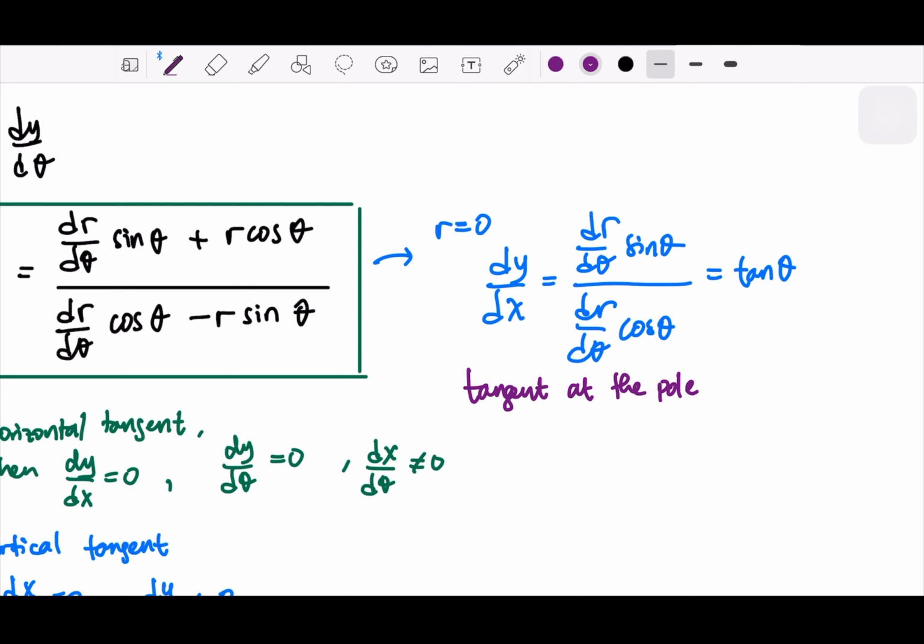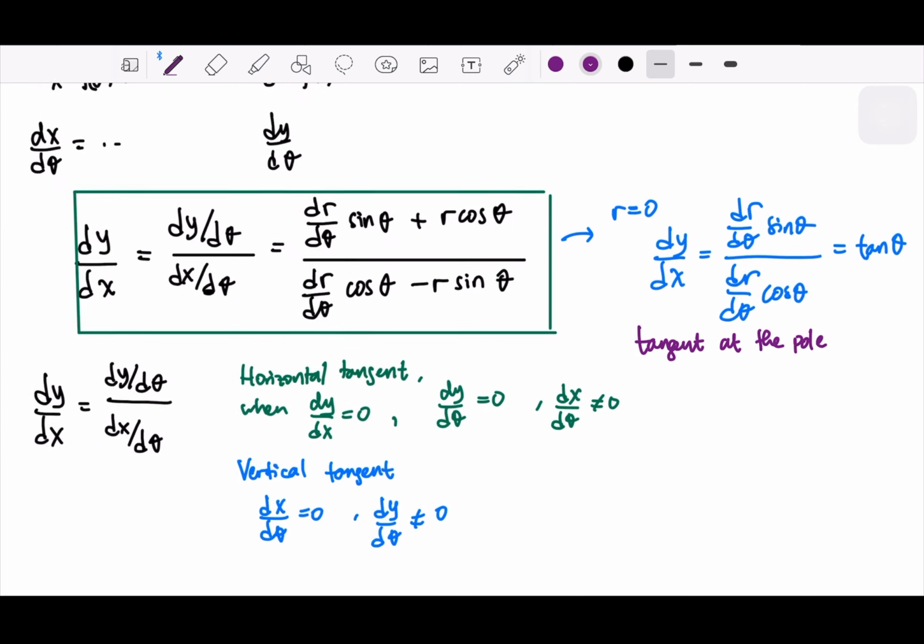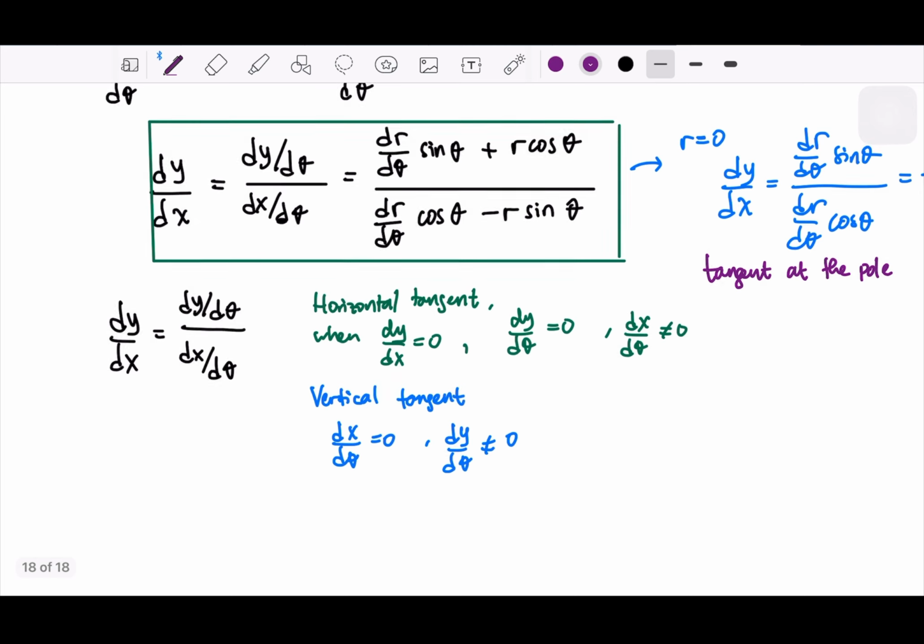Just to give you a brief idea on why we are usually naming the tangent as tangent. Okay. Aside from that, tangent means to touch one point. Okay.